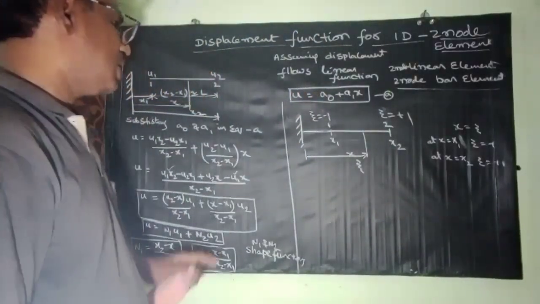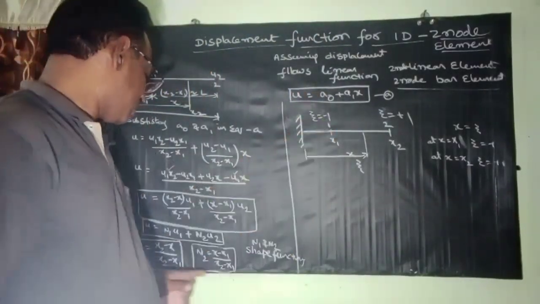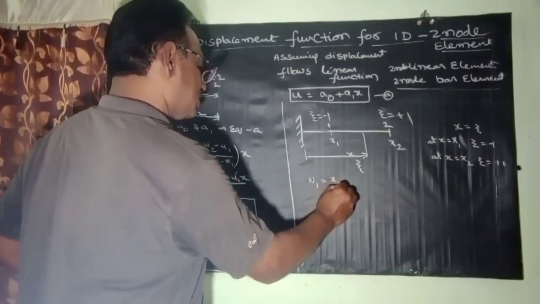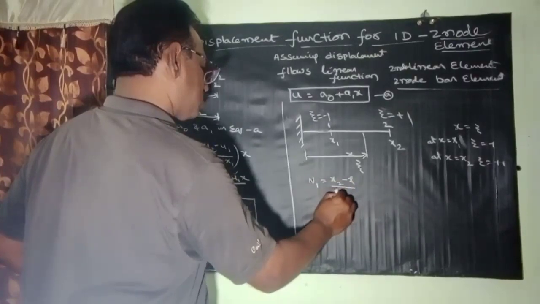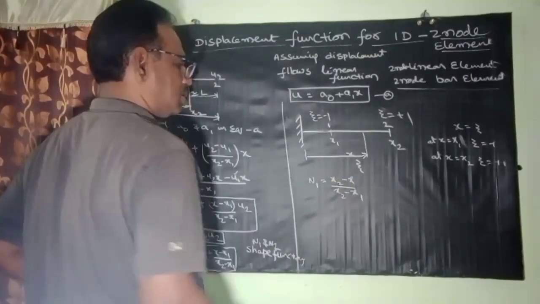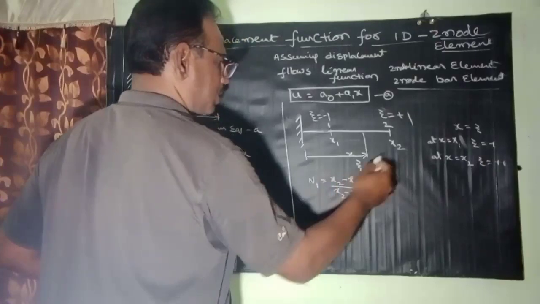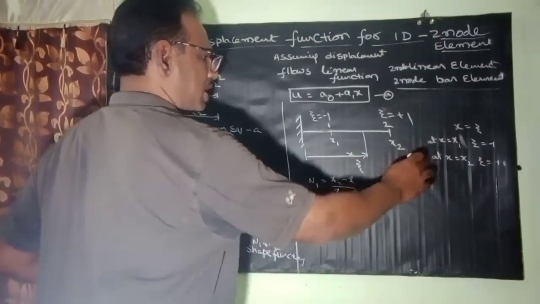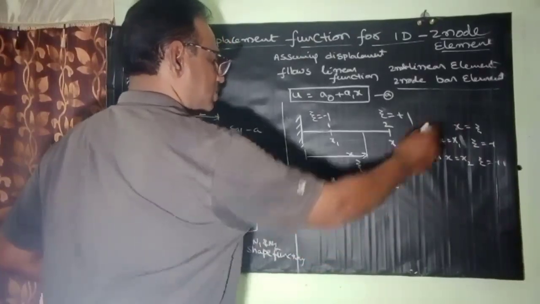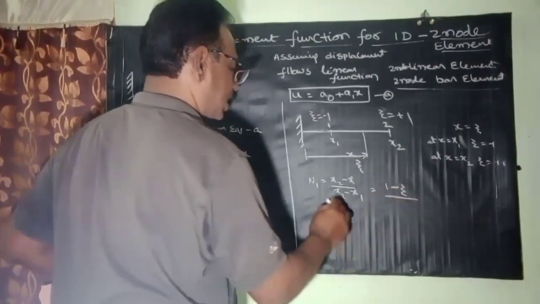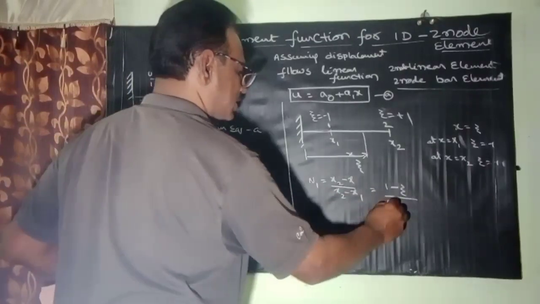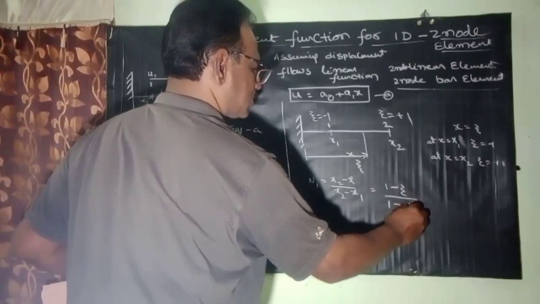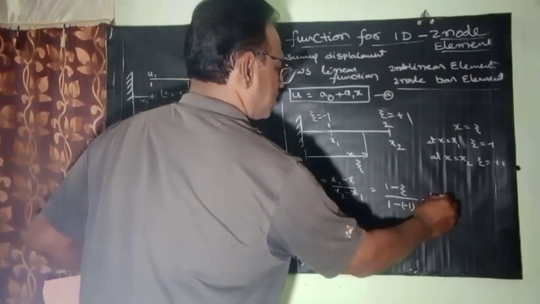Now just substitute in the shape functions. In the Cartesian coordinate system, N1 is x2 minus x by x2 minus x1, and in terms of the natural coordinates, x2 is +1 and x is xi, so it is 1 minus xi by x2 minus x1. With x2 equal to +1 and x1 equal to -1, that is 1 minus xi by 2.